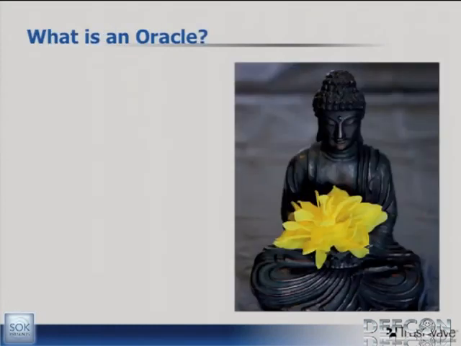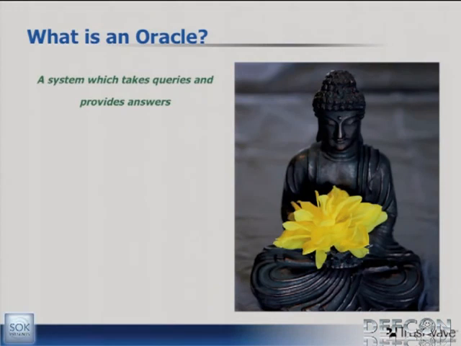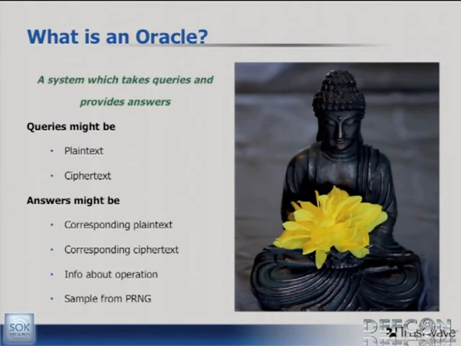So I said the word Oracle several times, and now I'm going to give you a vague and generalized definition and then clarify a little bit. An oracle is any system that takes in user input, processes it, and gives the output. Now when we're talking about that in the sense of cryptography, we're talking about taking in plain text or ciphertext and then usually encrypting or decrypting and leaking something about that operation, whether that's the corresponding plain text to an input ciphertext, the ciphertext to an input plain text, or info about the operation, maybe success or failure. Or maybe it could be simply a sample from a pseudo-random number generator, or a random number generator, which is referred to as a random oracle. We're not really talking about that, but I thought I'd mention it.